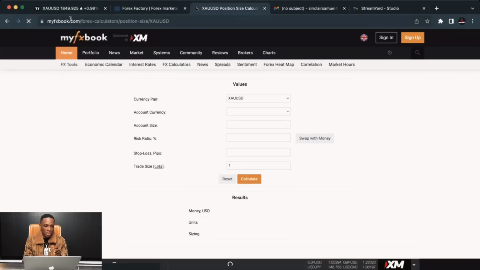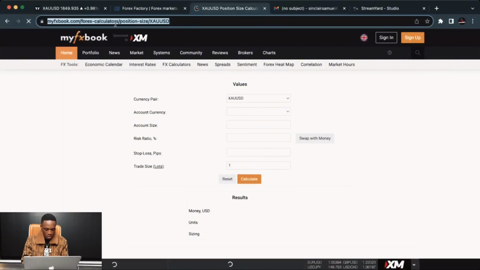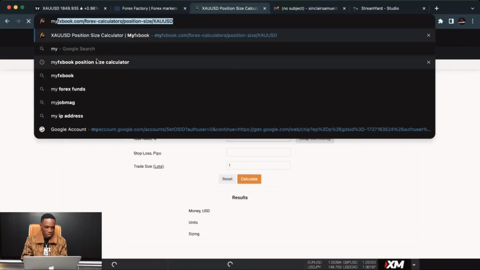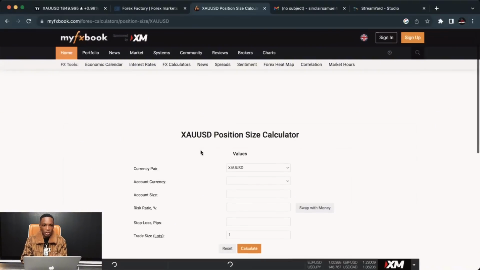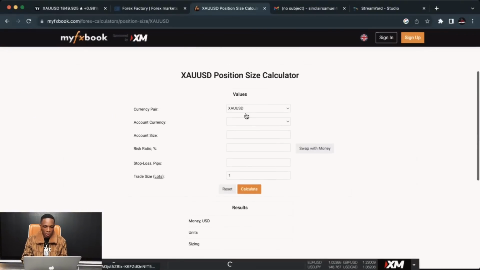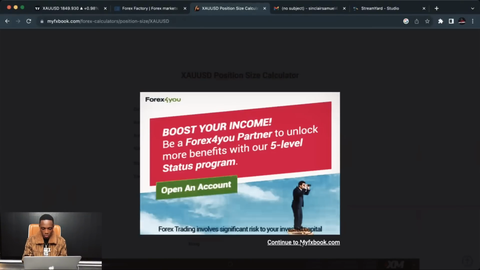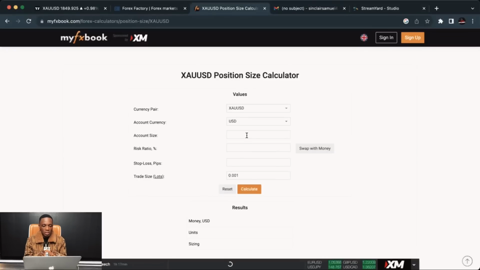You can go on Chrome, just search for my FX book position size calculator, then click on gold. Let me just show you how it looks like. Just search for it like this. This is where it will bring you to. Click on gold and it will land you to this particular page. So I think there's an advert that is to pop up, so let's continue. So now this place is where we calculate all our risks in Forex trading before we go to our MT5 or MT4 to place that trade with that particular lot size.